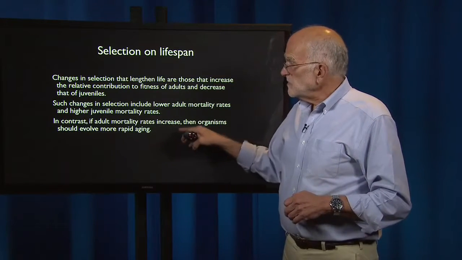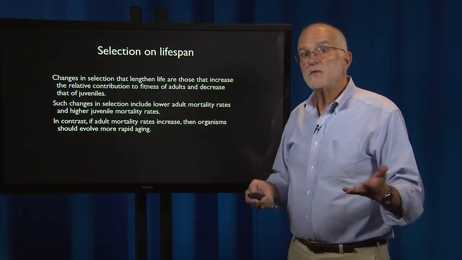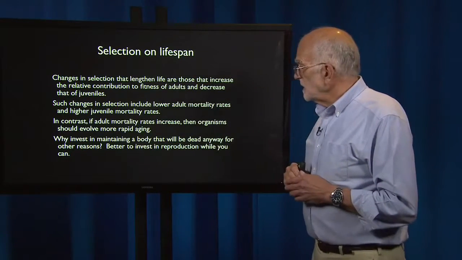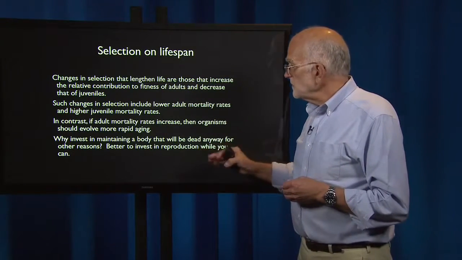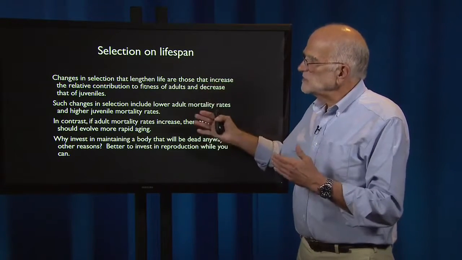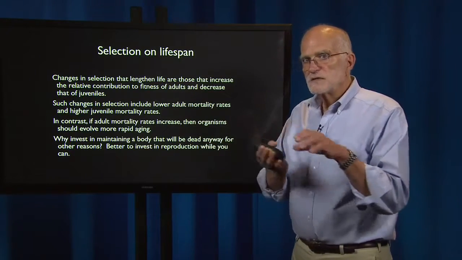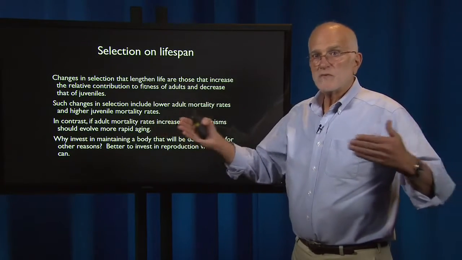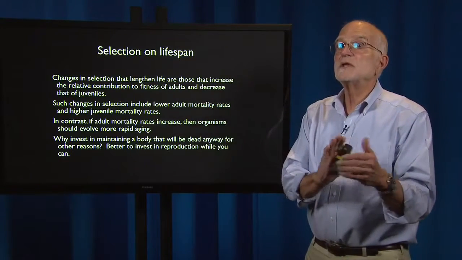And in contrast, if adult mortality rates increase, then organisms should evolve more rapid aging. And an easy way to conceptualize that is, why should you invest in maintaining a body that will be dead anyway for some other reason over which you have no control? Better to invest in reproduction while you can. So the extrinsic selection pressures are interacting with the internal trade-offs to shift organisms from having long lives in which they have delayed reproduction and perhaps reproduce more slowly, to having short lives where they try to pack reproduction in right at the beginning.